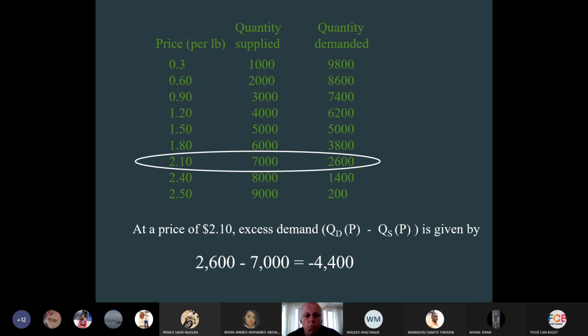When you multiply this 4,400 with 2.1, you will have the quantity produced, the surplus. When you multiply it with the price, where it is 2.1, that gives you the monetary value of this surplus. Okay? Is it clear?